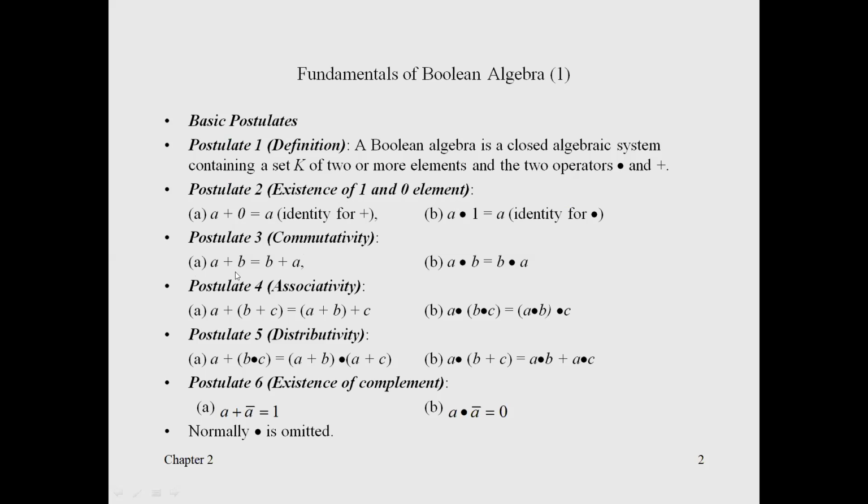Commutativity: A plus B is equal to B plus A, A into B is equal to B into A. Associativity: A plus B plus C is equal to A plus B plus C, A into B into C is equal to A into B into C. Distributivity, you can see here. And here's the complement: A plus A bar is equal to 1, A into A bar is equal to 0.